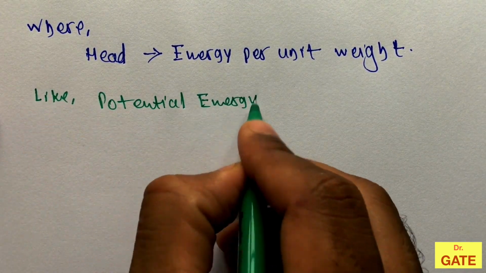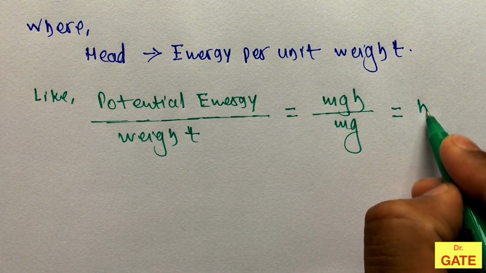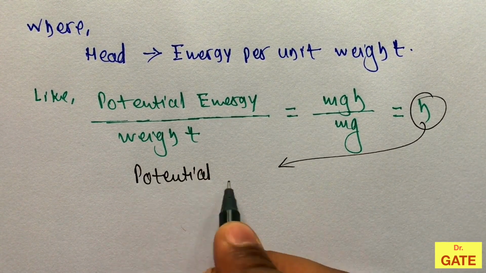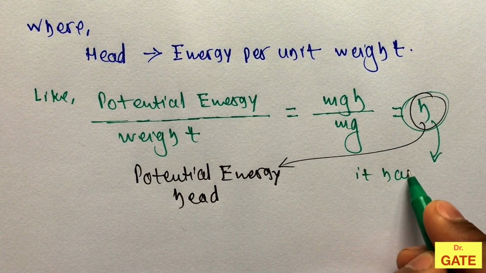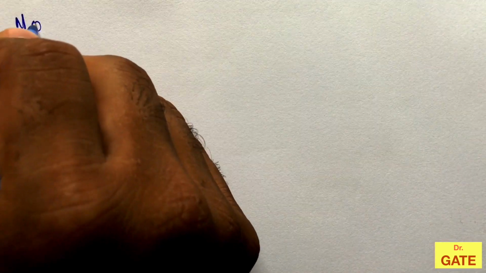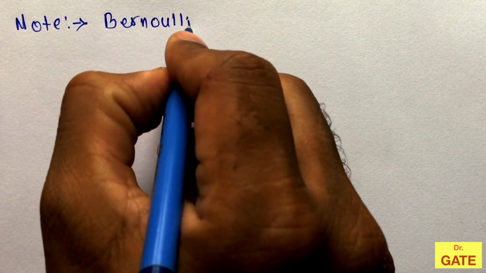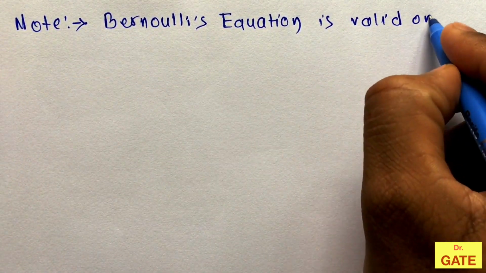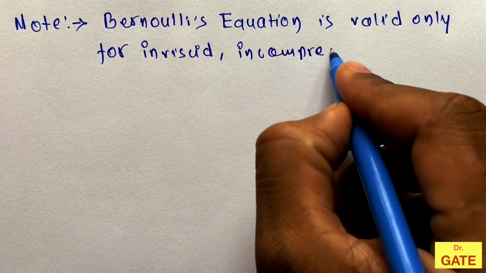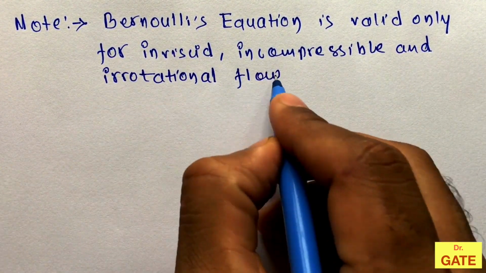Like potential energy divided by its weight is h, where h is the potential energy head and it has a unit of meter. One should note that Bernoulli's equation is valid only for inviscid, incompressible and irrotational flow.